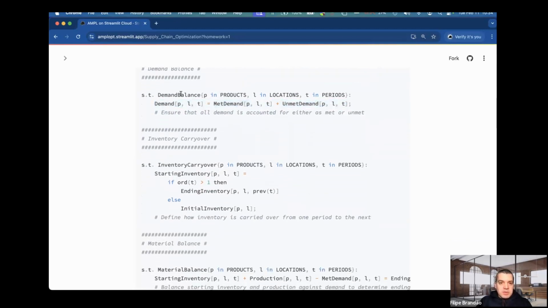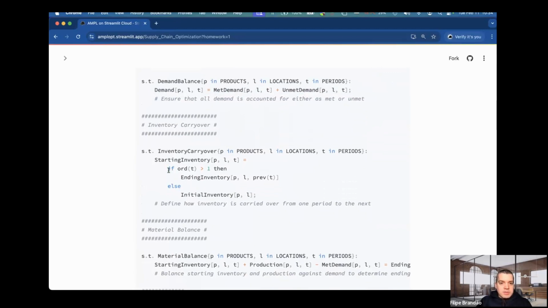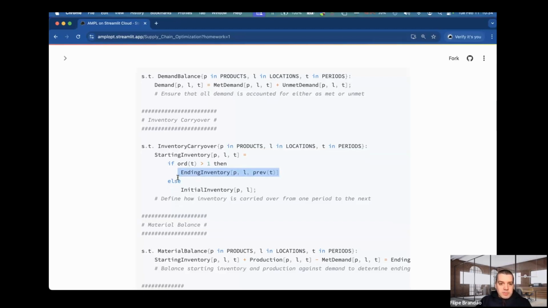The constraints can be simple like this, or can be more elaborate. In this case, we have a constraint where the first time period is slightly different from the remaining time periods. For instance, inventory carryover. If we are in the first period, it is just initial inventory. Otherwise, it is the ending inventory from the previous period.